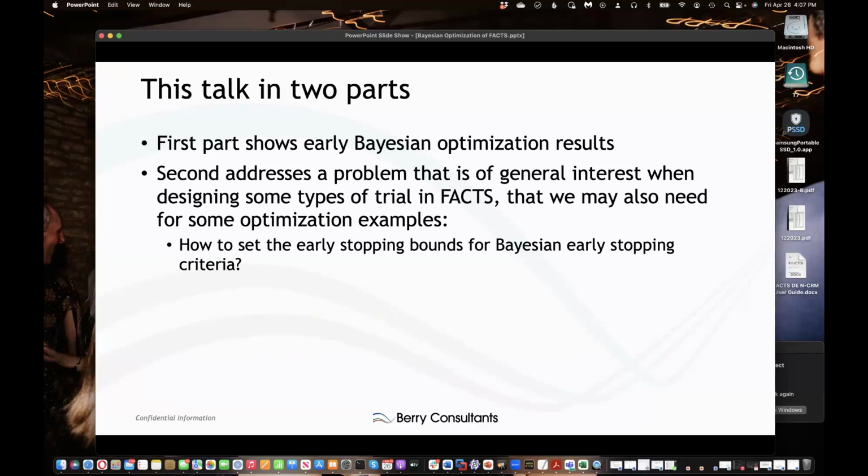So the first part of the talk is going to show some early results in this application of Bayesian optimization to a FACTS trial. And the second, we're going to look at a much more tactical problem rather than the grand strategy of optimization, but one that's of quite a lot of interest, and one that we'll need to have an answer to as part of being able to run an optimization process, which is how do we set the early stopping bounds for a Bayesian design using Bayesian criteria. So those will be the two quite distinct parts of this talk.